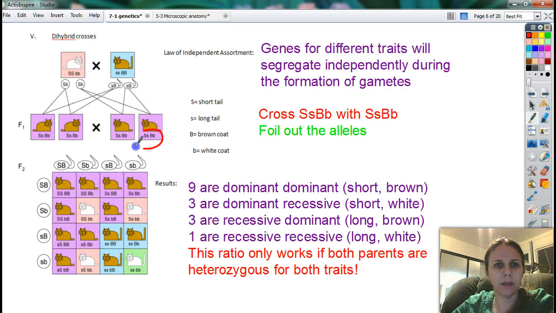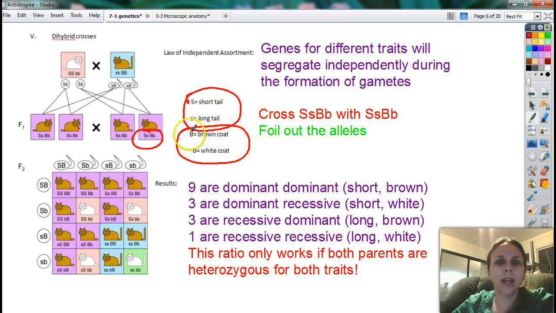Do you see that right there? Big S, little s, big B, little b. So what does that mean? Well, they're heterozygous for this trait. Heterozygous means they're going to show the dominant, which is all short tail. You notice every single cat has a short tail. For the B's, big B, little b, they're all heterozygous for the coat color, and heterozygous means you show the dominant trait, so they're all brown. So when these 2 cats have babies, every single one comes out brown with a short tail.